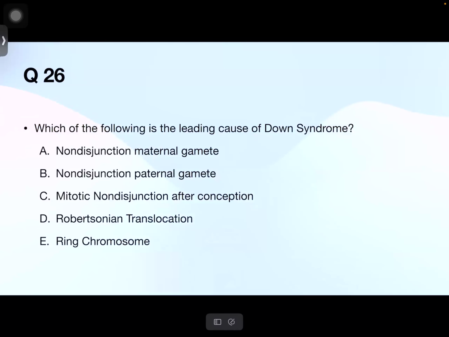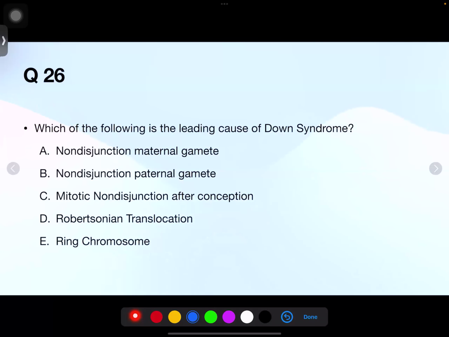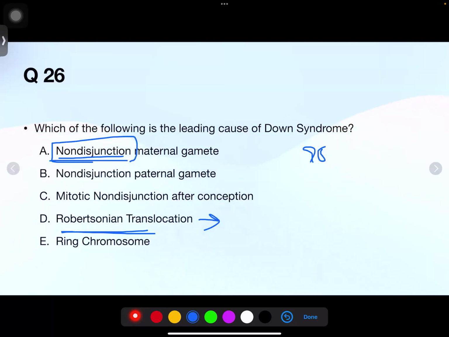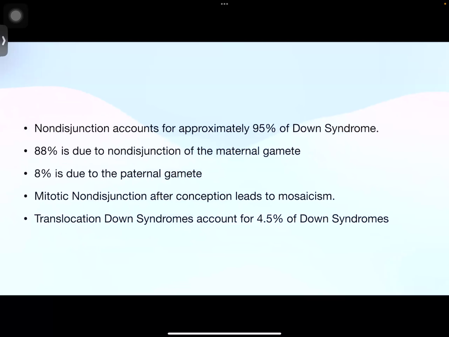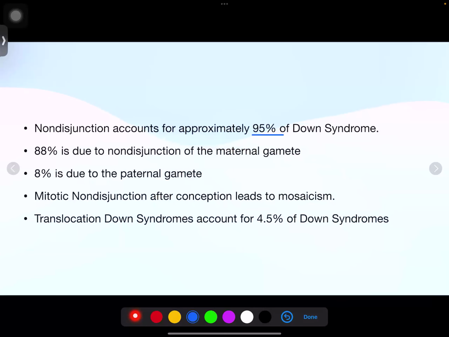Robertsonian translocation is also a cause of Down syndrome. Still, we have the non-disjunction. We discussed that more than 95% would be having the non-disjunction, and that is from the maternal gamete, always. This non-disjunction accounts for approximately 95% of Down syndrome, and the majority, 88%, is from the maternal gamete.